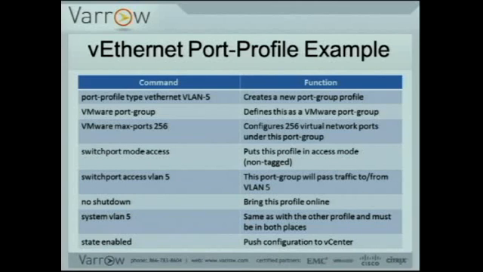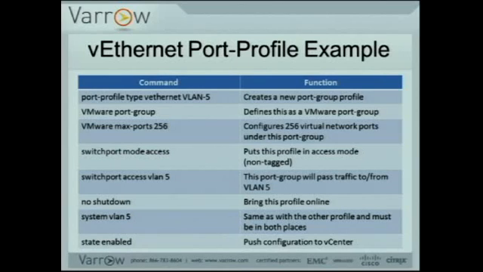Switchport mode access. So if you think about it, if the VM is not tagging frames like most VMs don't, then we're plugging them into an access port on a switch. So switchport mode access. We tell it which VLAN that access port belongs to, and then we do a no shut. System vlan 5. System VLANs must exist in both places or they will not work most of the time.